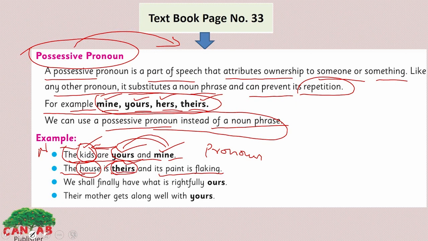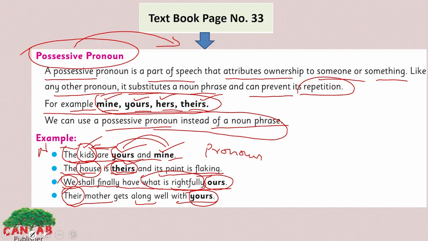And its paint is flecking. Look at the third example. We shall finally have what is rightfully ours. What is rightful here is a noun and ours is a possessive pronoun. Their mother gets along well with yours. Here we also have the personal pronouns. You can see we and their, but here yours is a possessive pronoun.